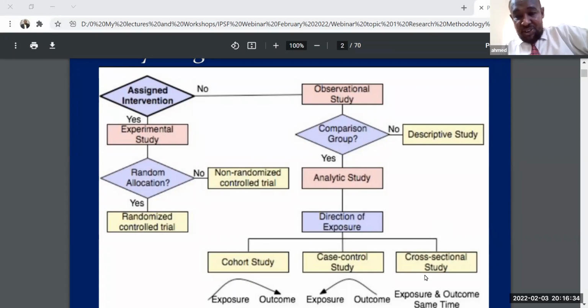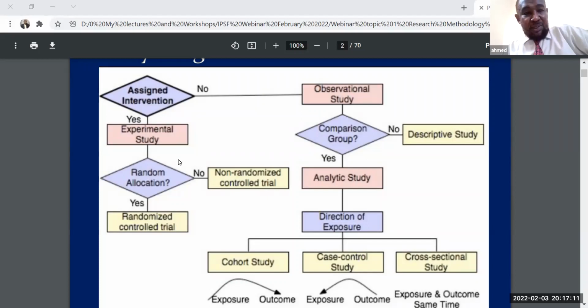Also, here, cross-sectional as an analytical study is used when we are looking into the relationship between exposure and outcome. In this case, both exposure and outcomes are measured at the same time, while in a case control study, we start with the outcome, like disease, and then we go back to assess exposure. In a cohort study, we start with exposure and go forward to see what outcomes occur.